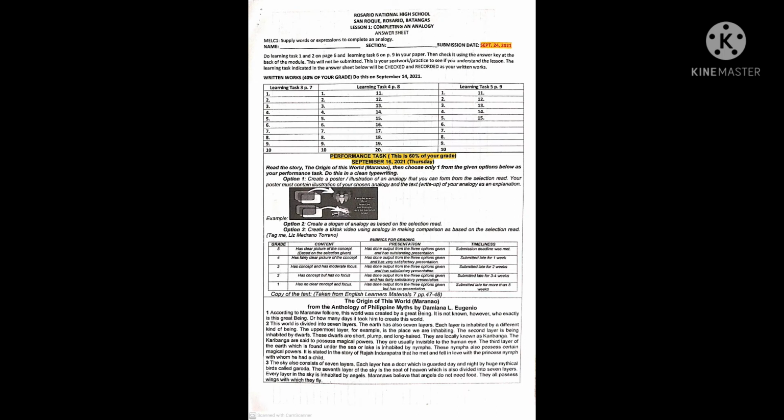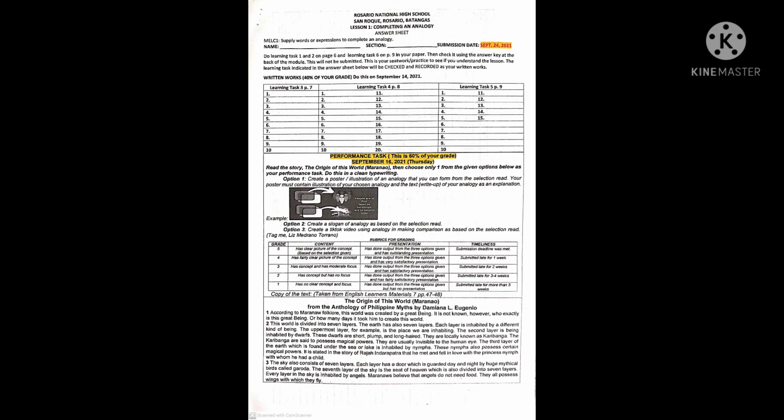Now you are finished with the module activities. Get your answer sheet now. The English answer sheet for lesson 1, identifying words that express an analogy. So you're going to write your answers based on learning task 3 on your answer sheet provided, learning task 4, and learning task 5. Let us start with learning task 3.